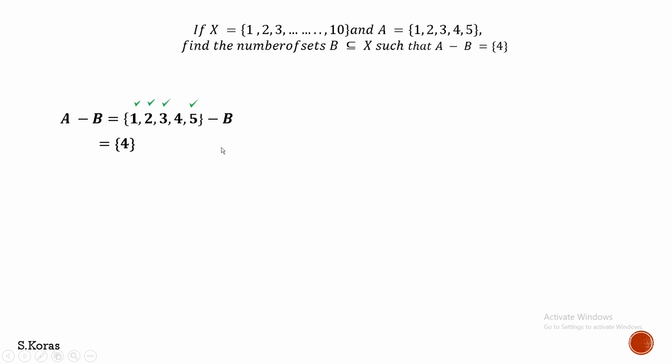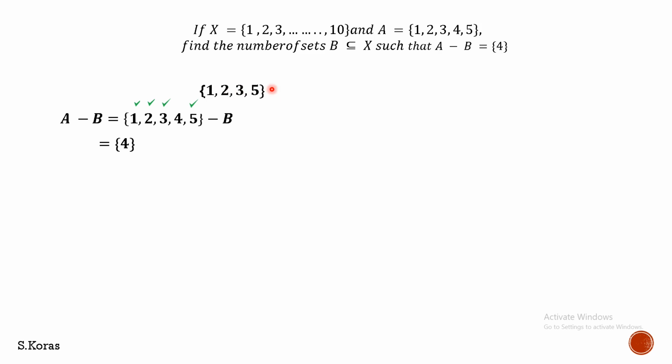Right. So our B, the primary set, is 1, 2, 3, 5. Now if you want to find A difference B, just see this A set and this B set. A difference B means comparing these two sets, that element must be present only in A. So the only element is 4. So this is correct. Our B set is 1, 2, 3, 5.